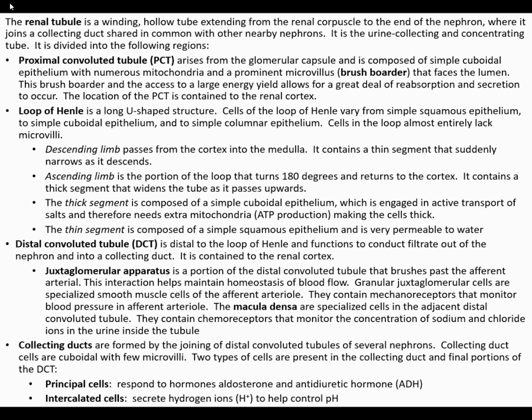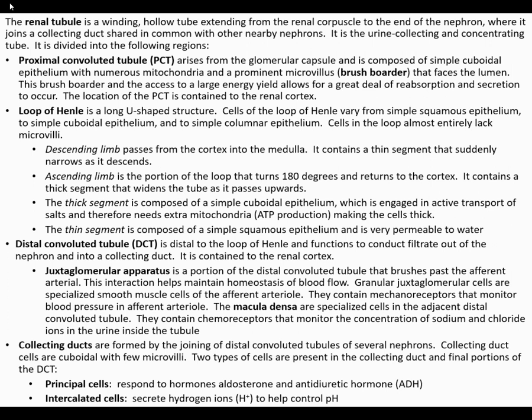We have granular juxtaglomerular cells, which are specialized smooth muscle cells of the afferent arteriole, and they contain mechanoreceptors monitoring blood pressure in the afferent arteriole. The more important of the cells are the macula densa, because they are the cells of the distal convoluted tubule, and they contain chemoreceptors monitoring the concentration of sodium and chloride ions in our urine inside the tubule. So they can control how much salt, basically, we lose. And that also influences how much water we lose. Because as we'll see in this lecture, water and salt kind of go hand in hand.